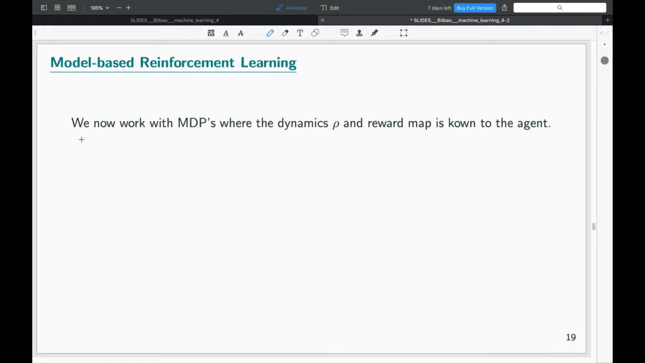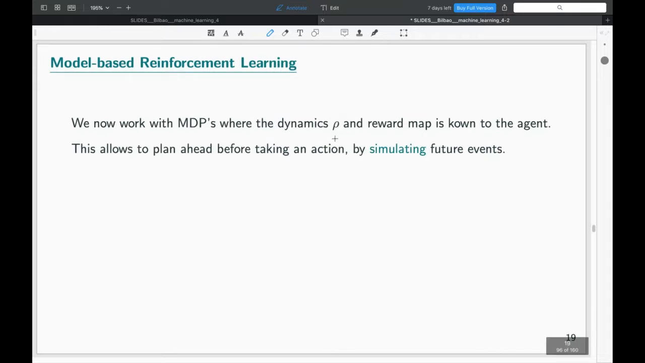So recall that AlphaZero is an algorithm that is applied when the dynamics rho and the reward map are known to the agent. If you know rho and the map, you have an advantage, which is that you can plan ahead before making an action. You can try to predict how your actions will affect the environment, because you can sample in your mind from this rho.